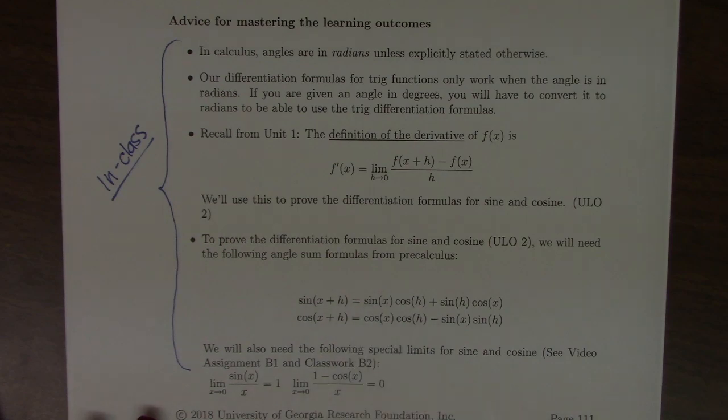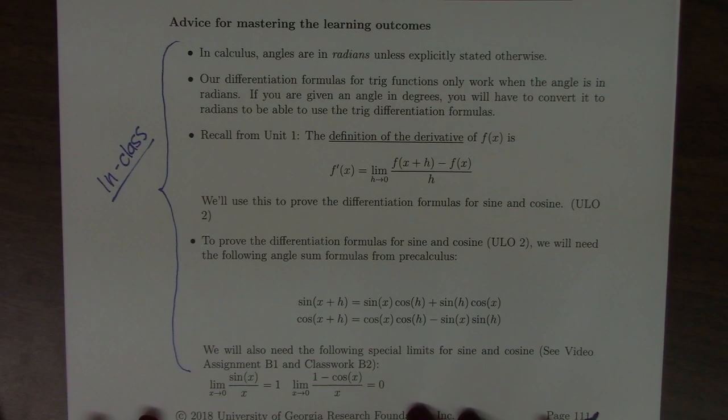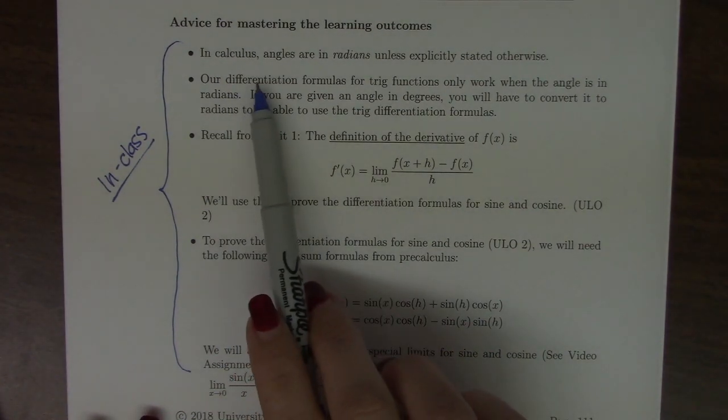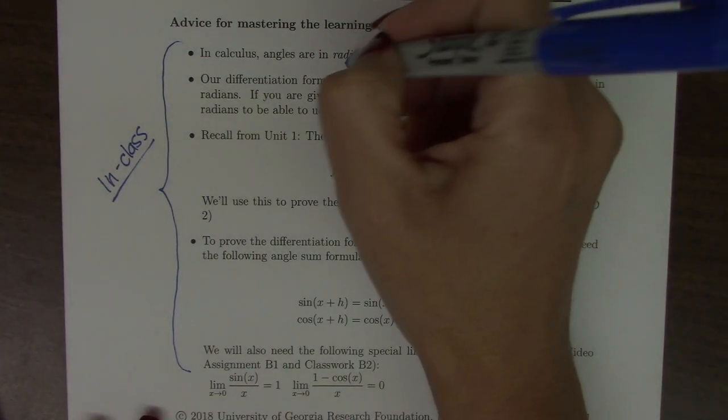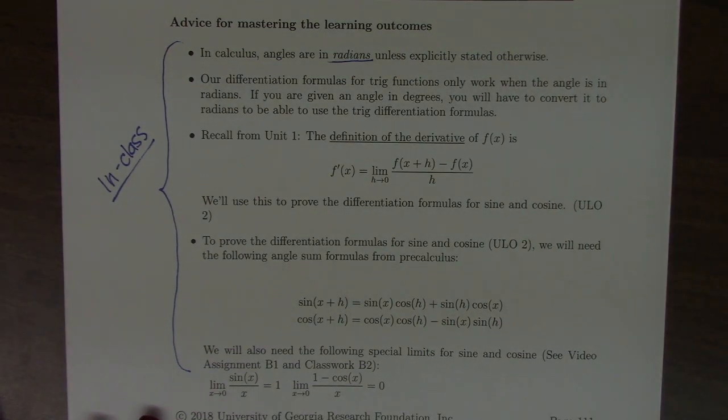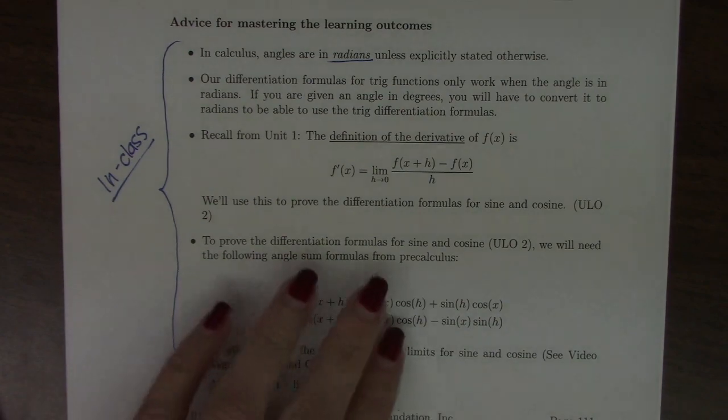We've also given you the sum and difference identities, and you can see down here that when we get to our in-class activity we're going to need our special limits. The one thing I do want to highlight that's true all the time is that in calculus all angles are in radians unless explicitly stated. If for some reason the angle is given in degrees, you would have to convert it into radians before you can plug anything into these derivatives.